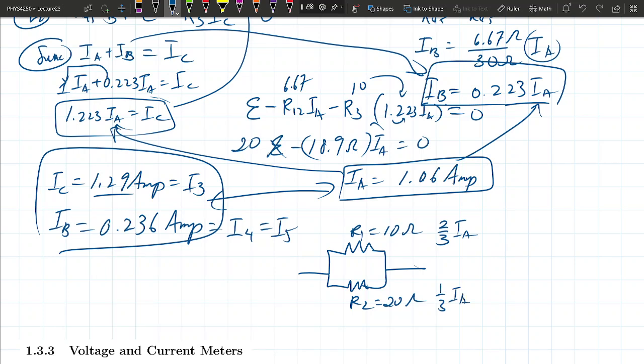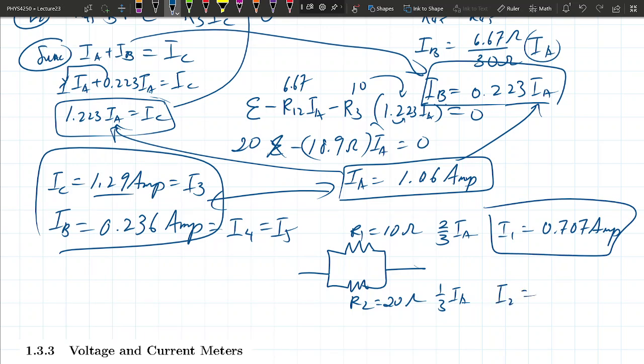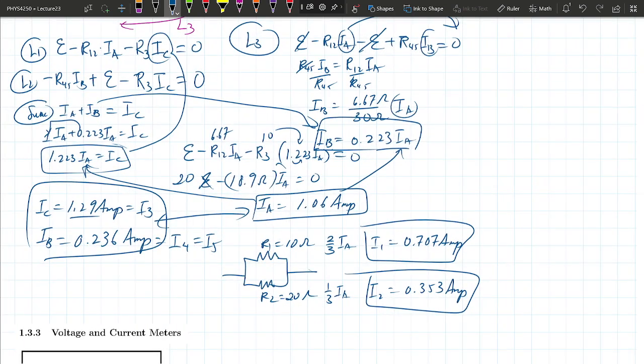Make sense? Okay. So I1 is actually going to be 2/3 of IA, 1.06 times 0.667, or 0.707 amp. And then I2 is going to be 0.333, 0.353 amp. Okay. Everyone happy about that?